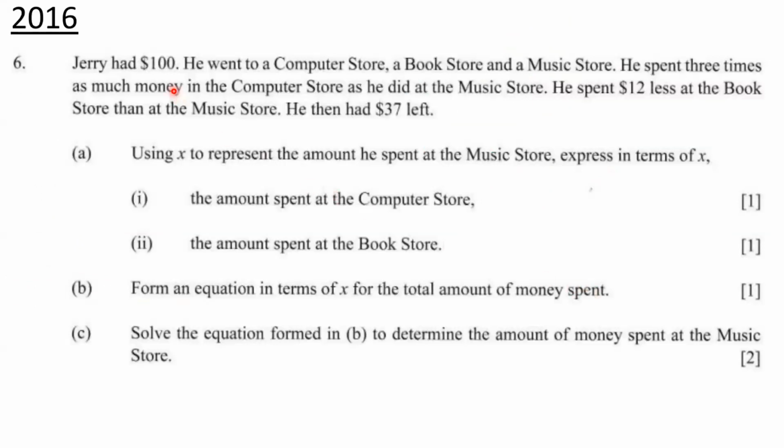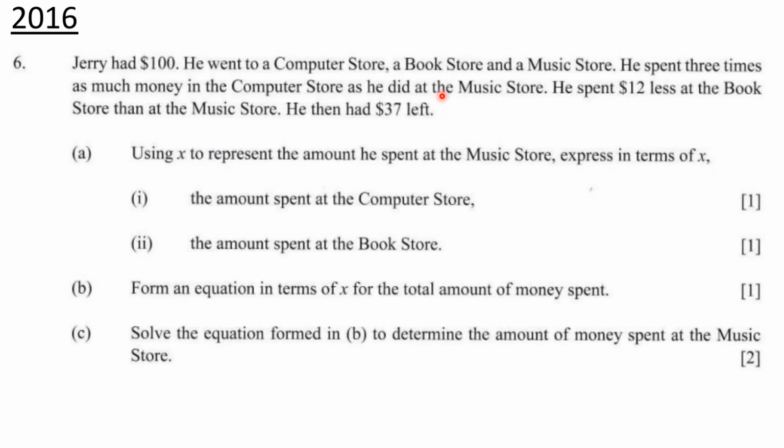Moving right along, we have a next question. It says, Jerry had $100. He went to a computer store, a bookstore, and a music store. He spent 3 times as much money in the computer store as he did in the music store. He spent $12 less at the bookstore than at the music store. He then had $37 left.